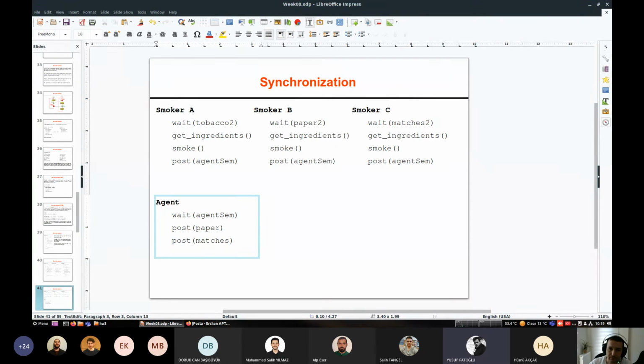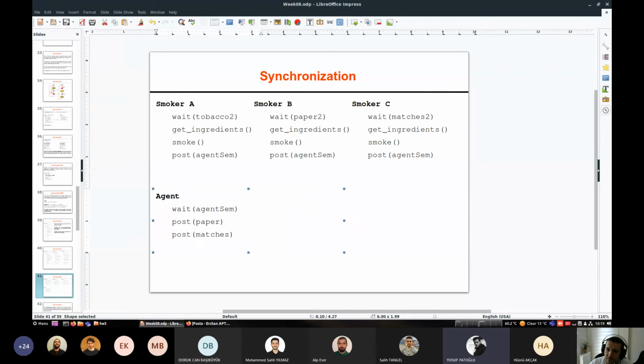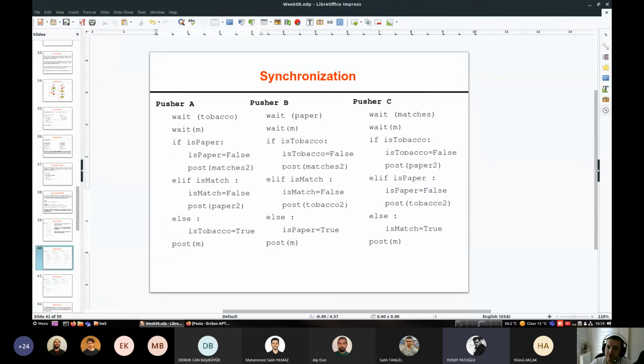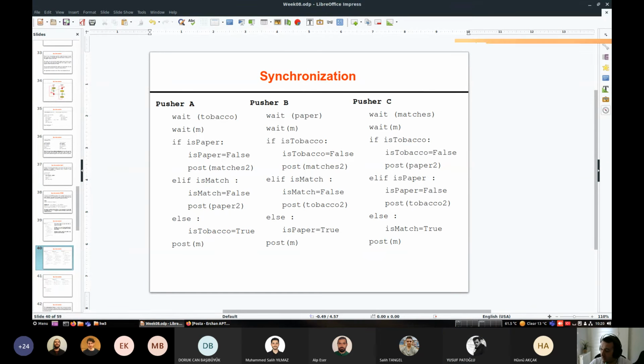So these flags in the pushers, can we think of them as shared memory objects? You should definitely think of them as shared memory objects. Okay. Because otherwise, how are the pushers going to access them? Since every pusher is a distinct process. Yeah, that's right. But you do not have to worry about where to store the semaphores.